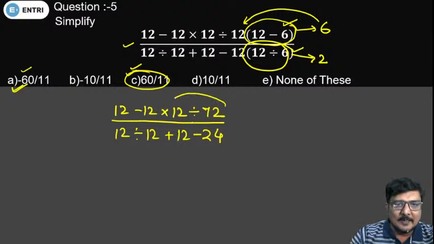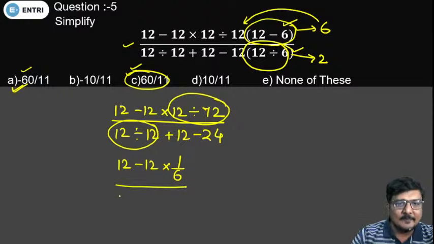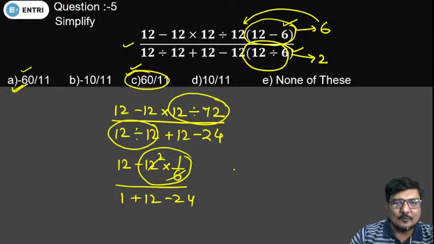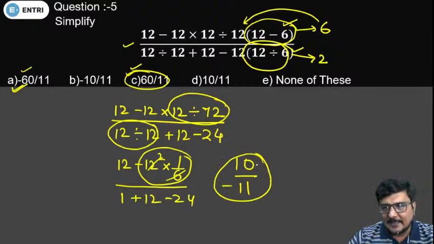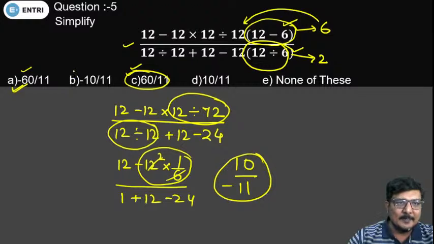Now what are we going to solve? We are going to solve the division one. So what are we going to get? We are going to get 12 minus 12 into 1 by 6, and here we will be getting 1 plus 12 minus 24. Now we will be solving this. So 6 and 2, 12 minus 2 will give you 10, and 12 and 1, 13 minus 24, minus 11. So the right option will be minus 10 by 11. Okay guys, the answer should be minus 10 by 11.